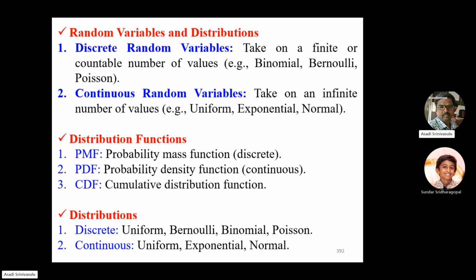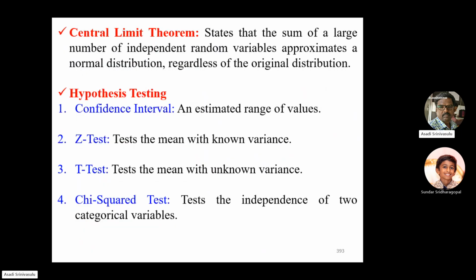Distributions are discrete and continuous: discrete uniform, Bernoulli, binomial, Poisson, and continuous uniform, exponential and normal. In both cases, we can see the uniform distribution is common. Then the central limit theorem states that the sum of a large number of independent random variables approximates a normal distribution regardless of the original distribution. So we are performing hypothesis testing based on the constraints and user requirements, and the confidence interval is called an estimated range of values.